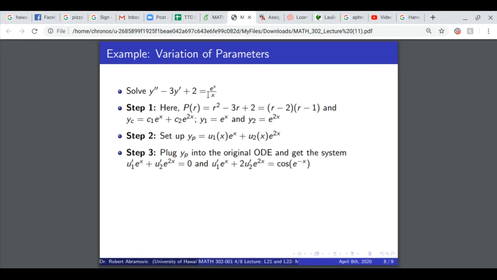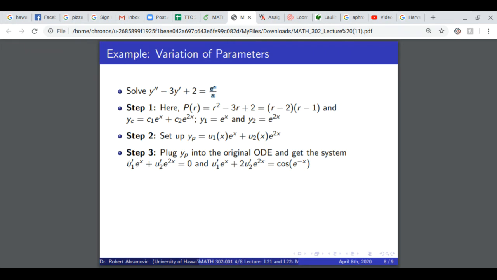So again, this was a mistake. This should have been cosine of e to the minus x. If you plugged in this, you could still solve for u1 and u2. It's just they wouldn't be written in nice elementary functions as in this case. Plug into the original ODE and get this system. This is just the system that's obtained from plugging in yp into the original ODE. It's simplest to get this system.